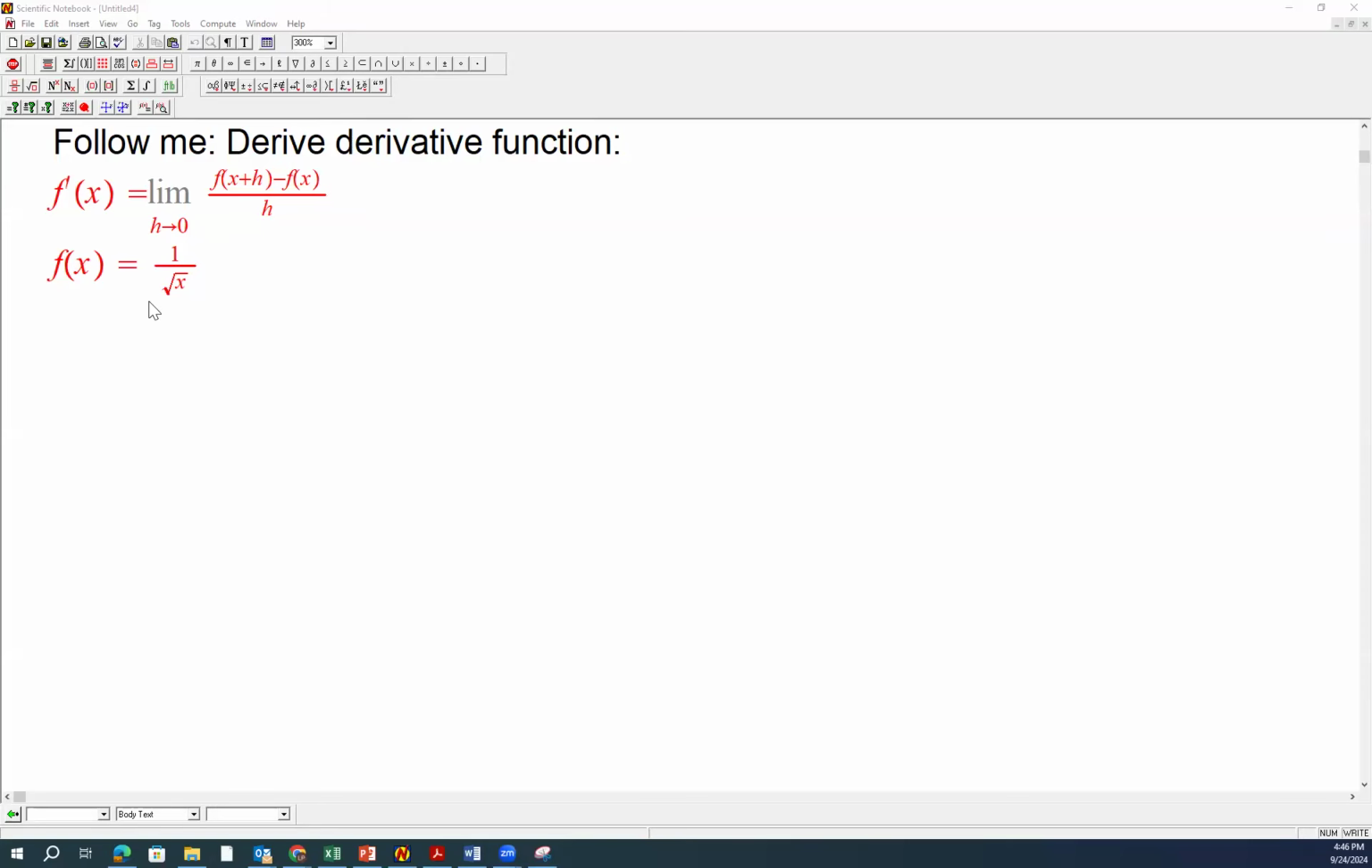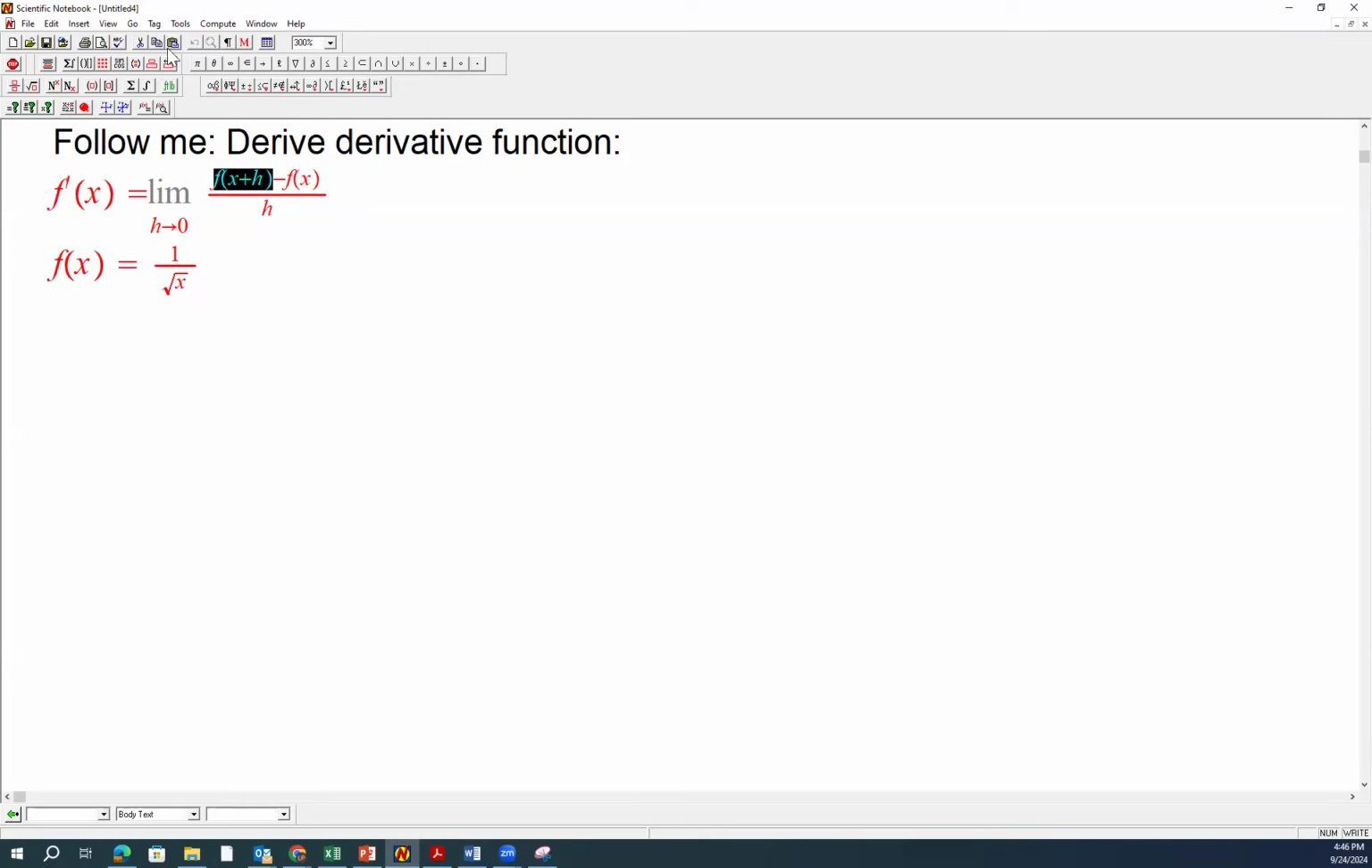Hello, in this one we're going to derive the derivative function, applying this formula. Let's get started. Please have your paper and pencil with you so that you can follow me. If you have a different way to do that, it's all welcome. I'll just do my way and feel free to do your own, and then we compare notes.